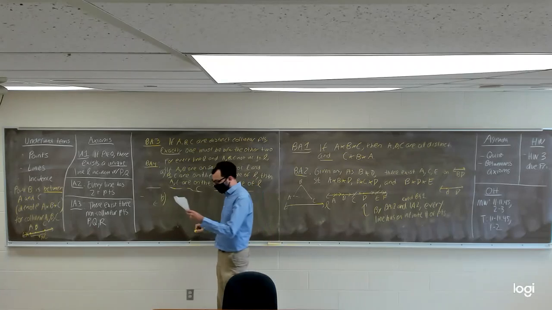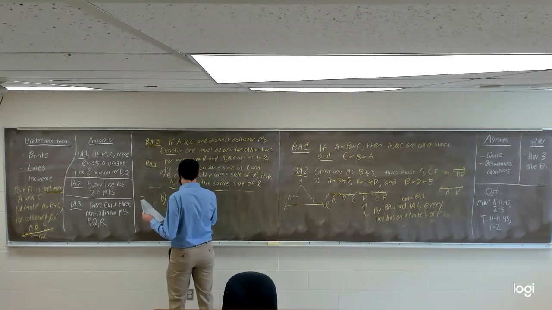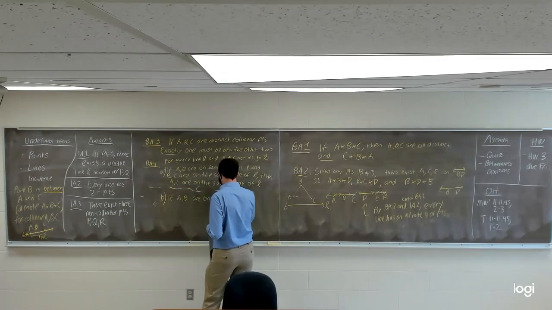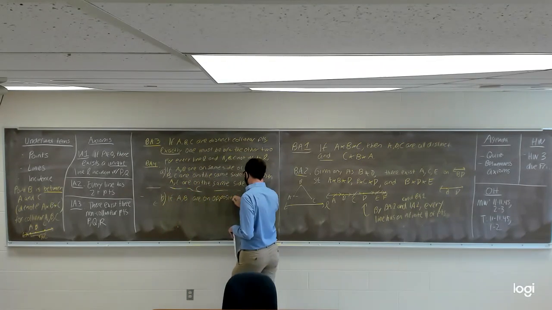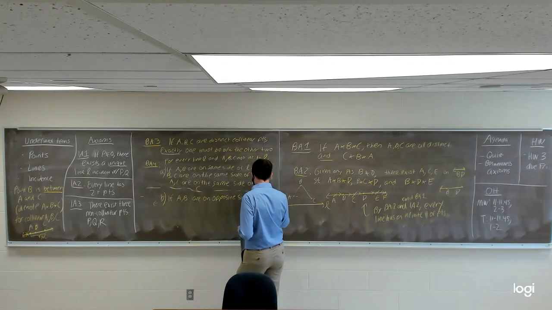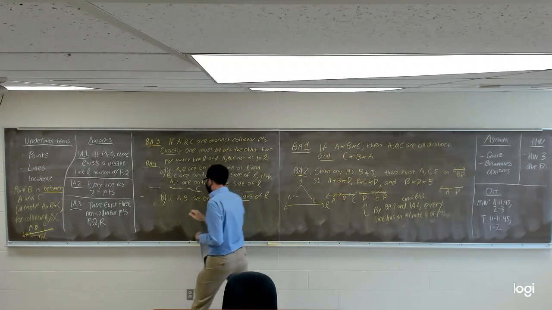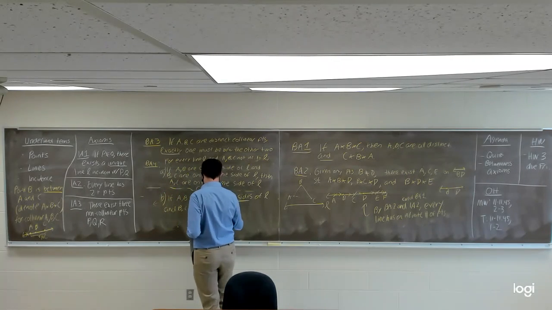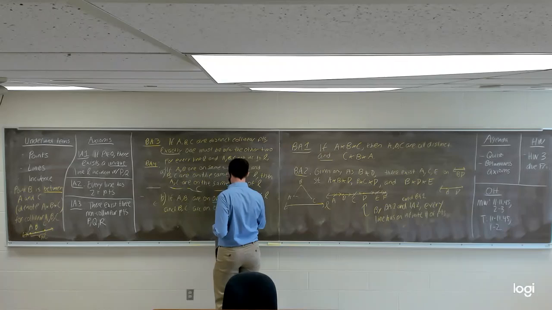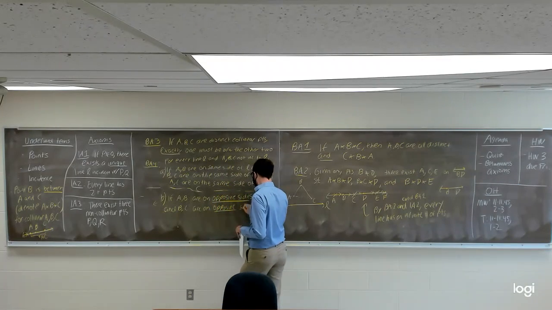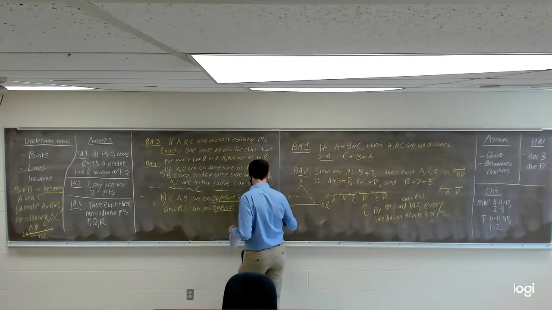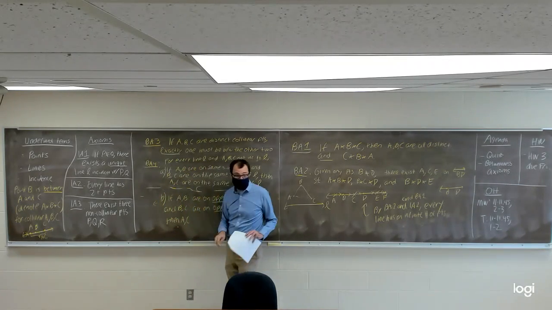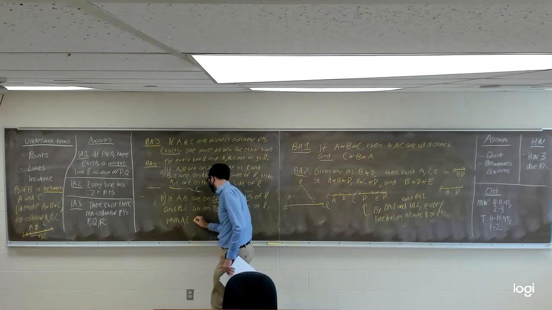Part B is pretty similar. It's going to say that if A and B are on opposite sides of L, and B and C are on opposite sides of L, then A and C must be on the same side of L.